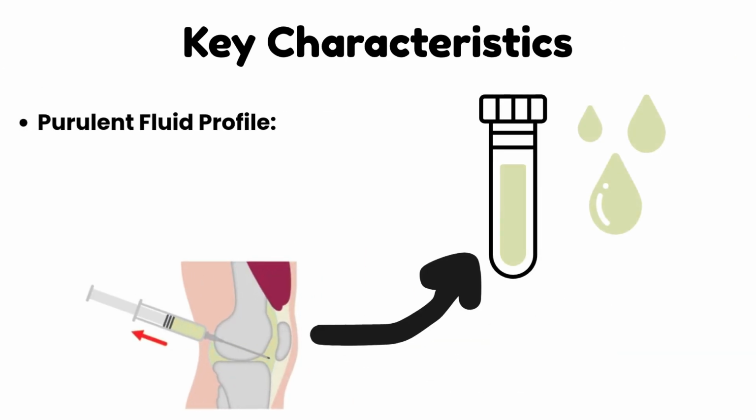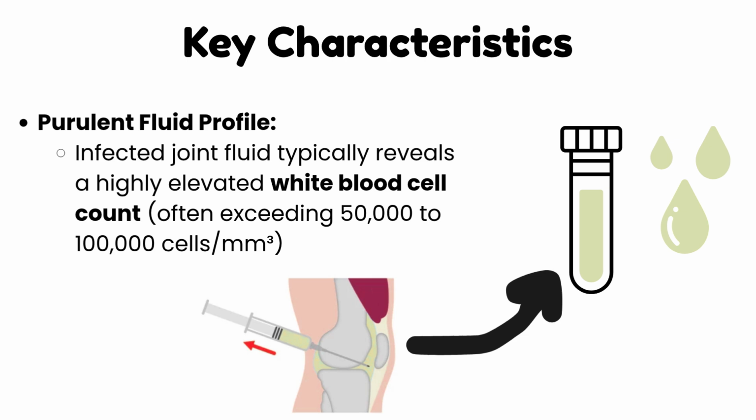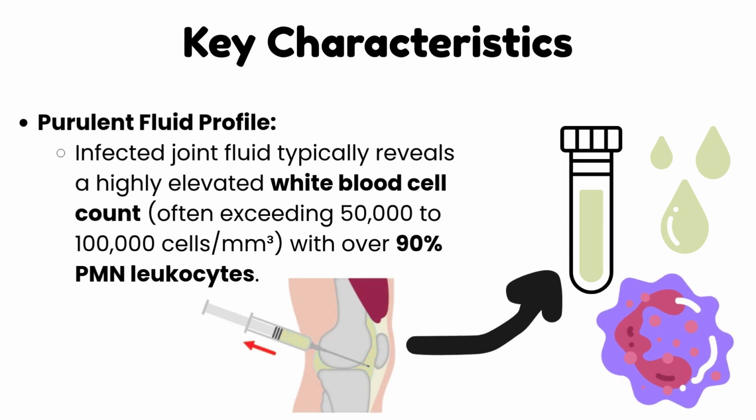Purulent fluid profile. Infected joint fluid typically reveals a highly elevated white blood cell count, often exceeding 50,000 to 100,000 cells per mm cubed, with over 90% polymorphonuclear leukocytes.